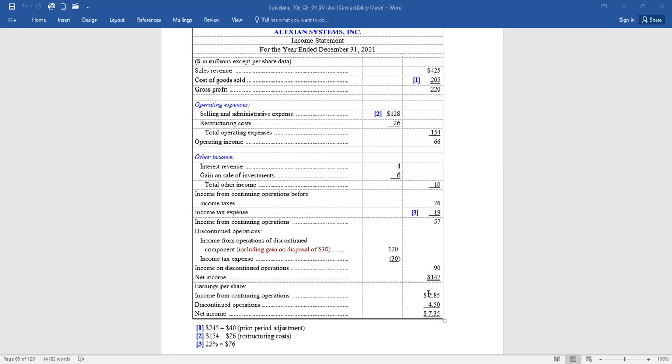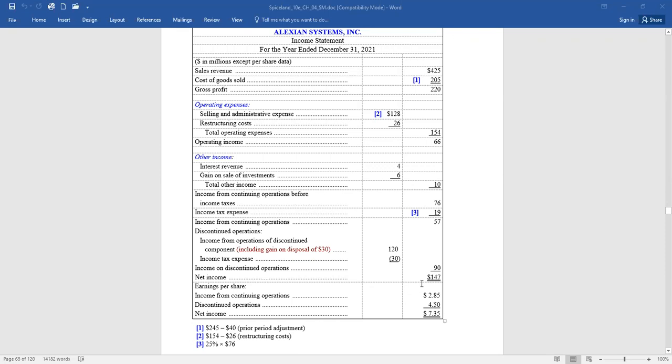$2.85 per share. The discontinued operations will take the 90 million divided by 20 million. $4.50 is the earnings per share on that. Net income then would be the 147 million divided by the 20 million, giving us $7.35 per share.